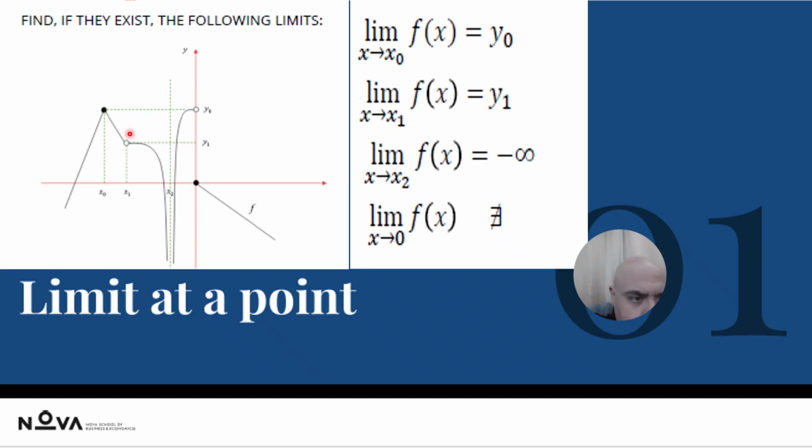If you look closer at x2, and you approach x2 from the right or from the left, you will find that the function tends to negative infinity. Of course, negative infinity is not a defined value, but since the function is coming from both sides into negative infinity, the function tends to negative infinity from both sides.